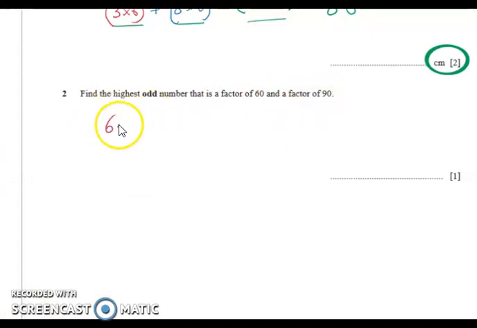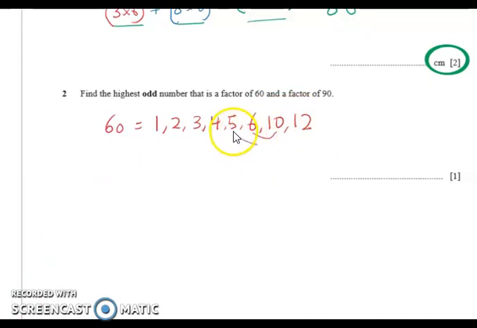Okay, so for the factors of 60, we can just list down all the factors here. 1, 2, 3, 4, 5, 6, and here is 10, 12. So we got here 60, and here will be 15 with the 4, and then here we have 20, 30 and 60. Okay, this is for the 60.